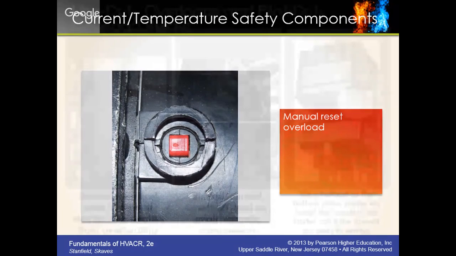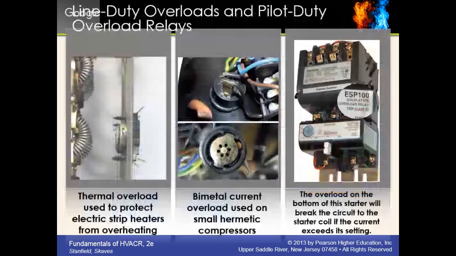These are kind of like overloads, but more like this one on the left, the thermal overload used to protect electric strip heaters. That's more of a switch. They call it an overload, but I would think of it as just a temperature switch. Those are commonly called a Klixon in the industry. I've seen a lot of them before. And the bimetal current overload used for small hermetic compressors. There's that guy. And then there's an overload block on the bottom of that motor starter on the right of the screen there.